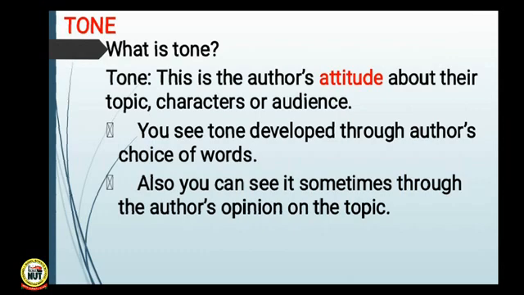That is, as he wrote, in what manner did he try to express himself? Is it in a happy manner? Is it in a sad manner? The attitude that he wrote towards that topic is what is referred to as what? Tone. Now, you see tone develops through the author's choice of words. You can know an author's tone from the choice of words he uses. Sometimes you can see it through the author's opinion on the topic. Well, as we go further, you will better understand.